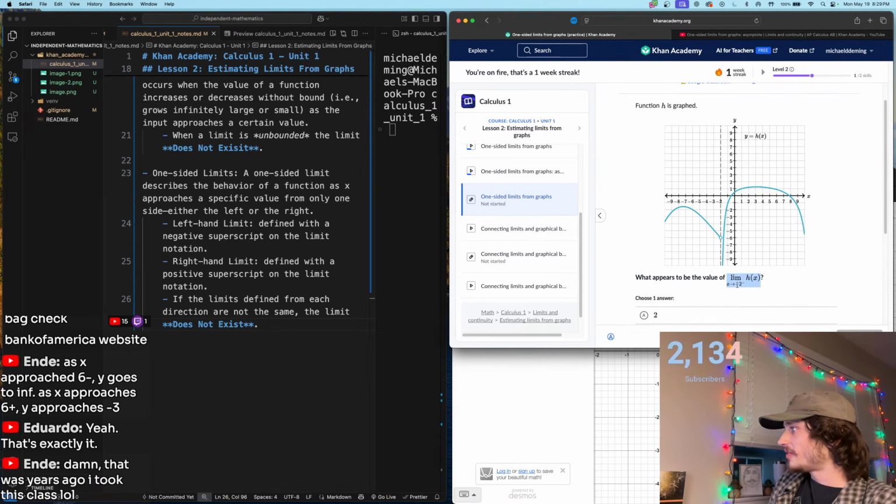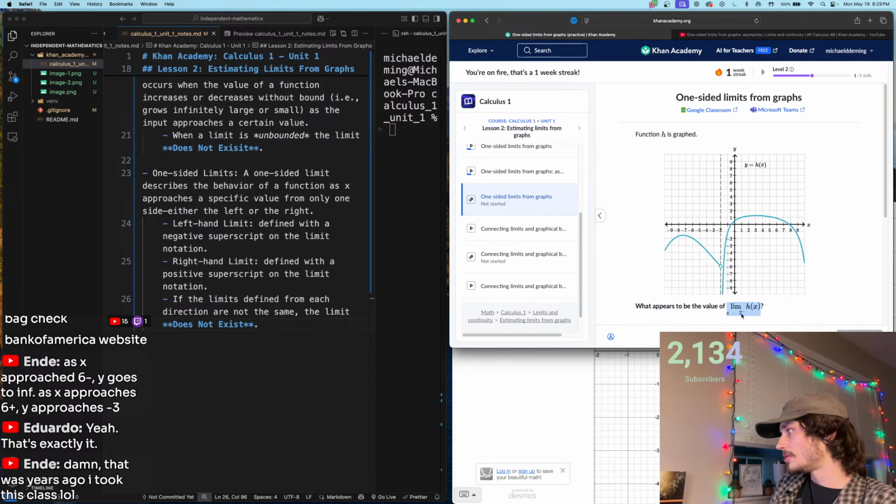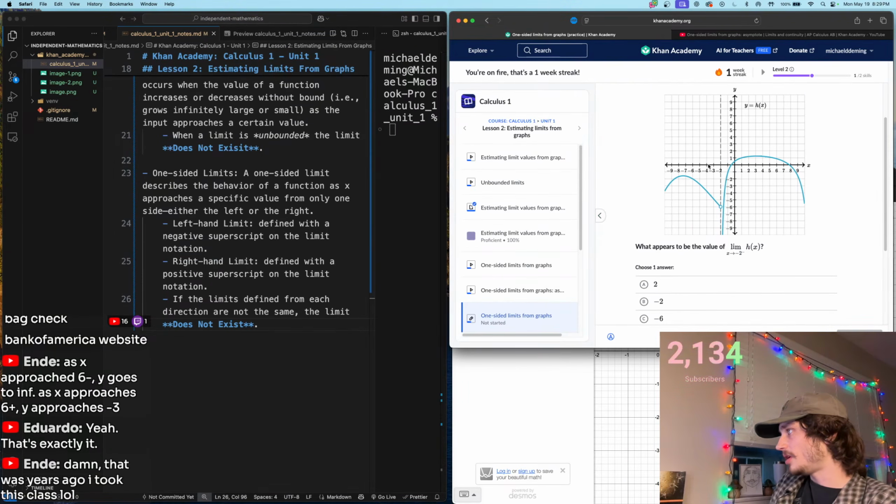What appears to be the value of the limit of h of x as x approaches negative 2 from the negative direction? So as x approaches negative 2 coming from the negative direction, we do have a limit defined here on negative 6, but coming from the right, we have an unbound. So the overarching limit is undefined, but coming from the left here at negative 2, let me make sure that this is right. Yeah, negative 2 from the left would be -6.